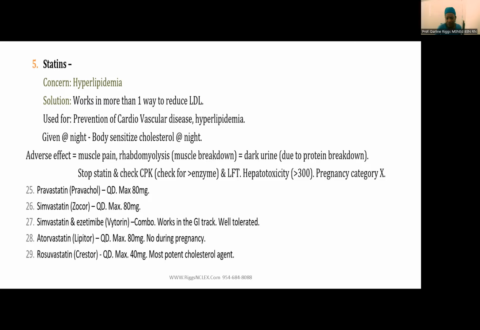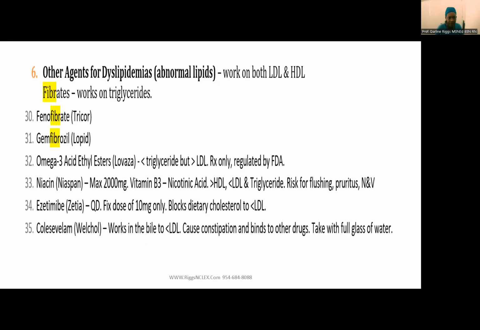Water soluble are your B complexes and vitamin C. Those are water soluble, okay? But your fat solubles, ADEK, you want to watch when you put a client on statins, okay?